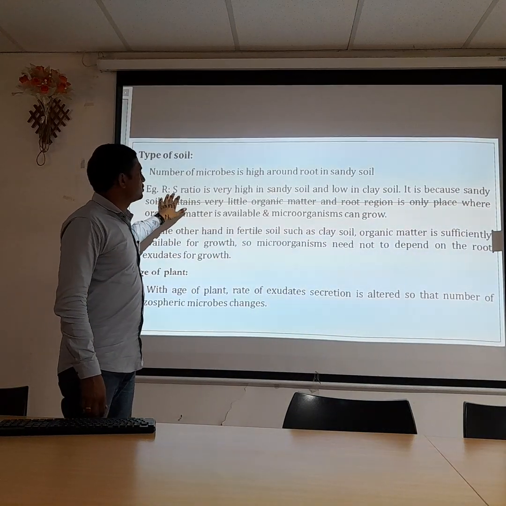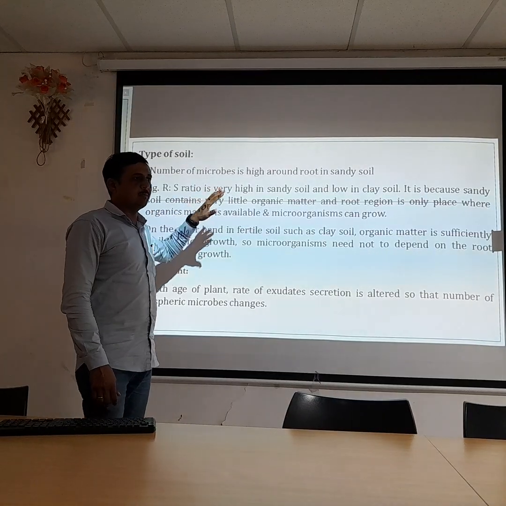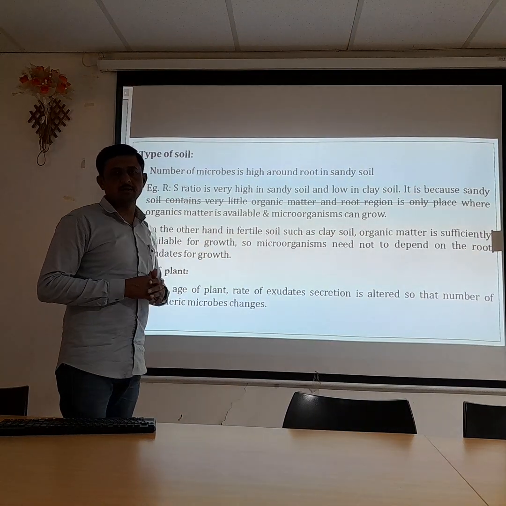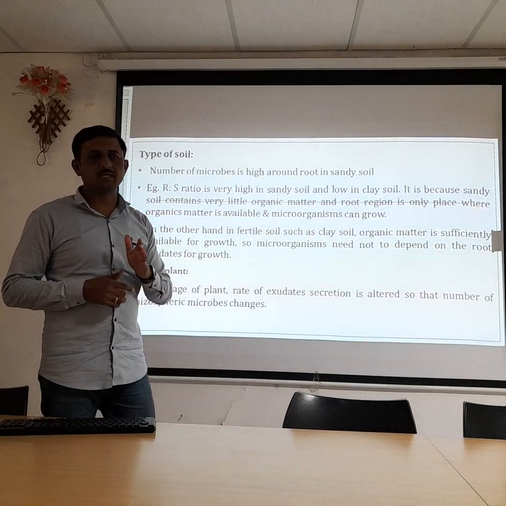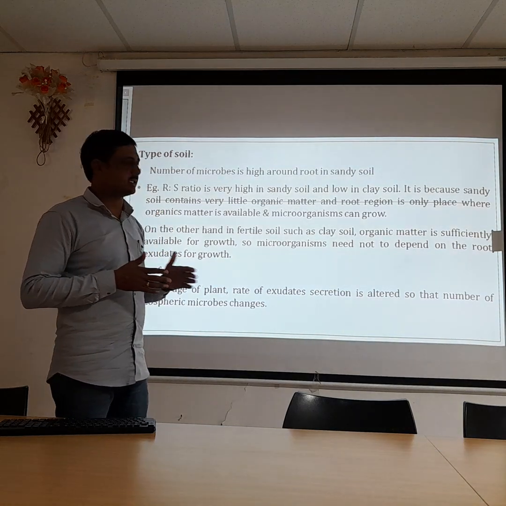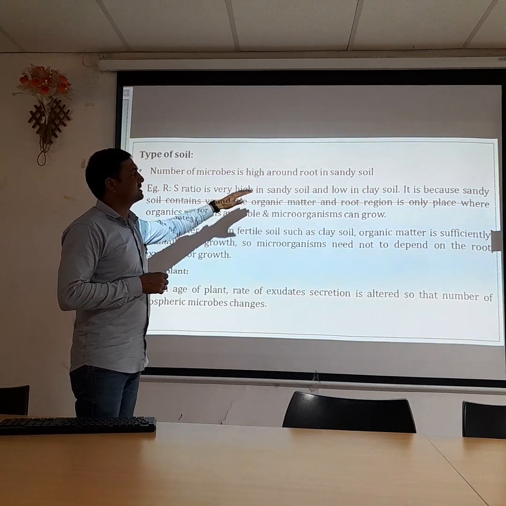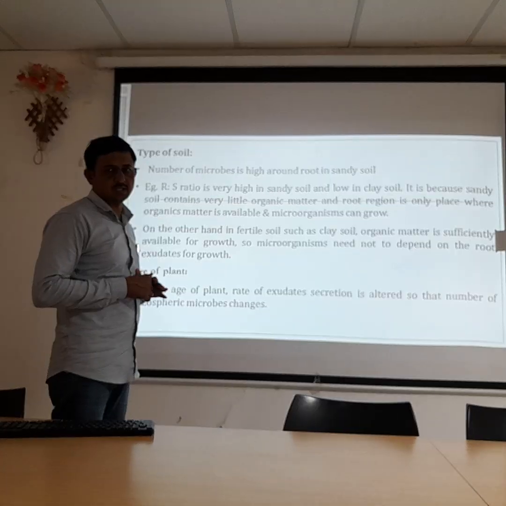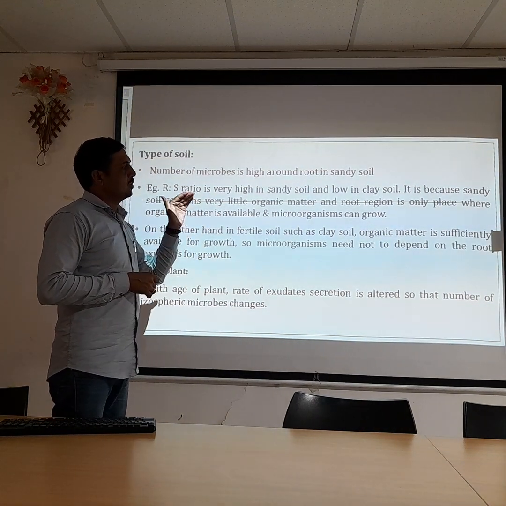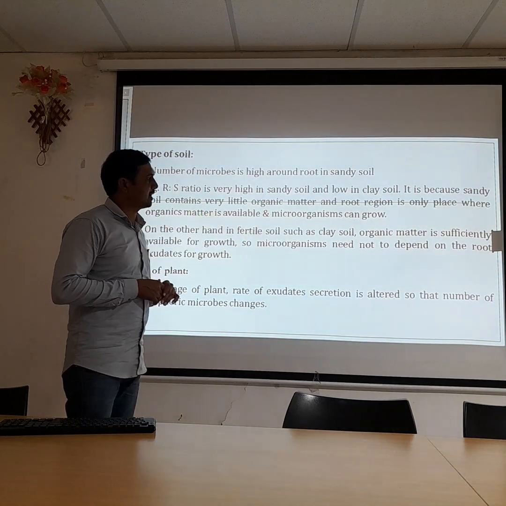For example, the R to S ratio is the number of microorganisms present in that soil. We can calculate the population of microorganisms present in the rhizospheric region by means of the R to S ratio. It is very high in sandy soil and low in clay soil, because sandy soil contains very little organic matter, and the root region is the only place where organic matter is available and microorganisms can grow.